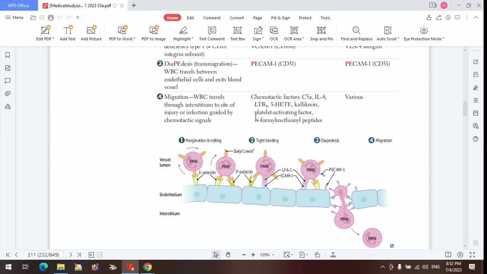Interleukin 8, C5a. But if you want to know more, leukotriene B4 is another one. 5-HT is another one. Kallikrein, beta-regulatory factor, and then methionine. We should just know maybe two or three. They are home and dry, but particularly remember C5a and interleukin 8. Actually, if you can study it and remember them, it's good. I think we have a mnemonic for it.